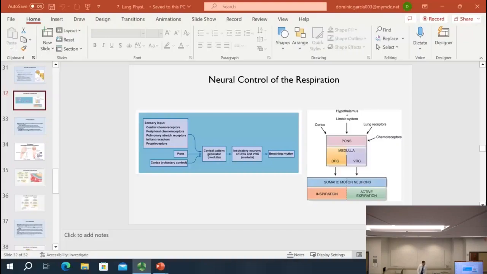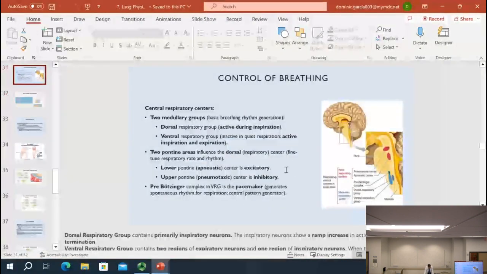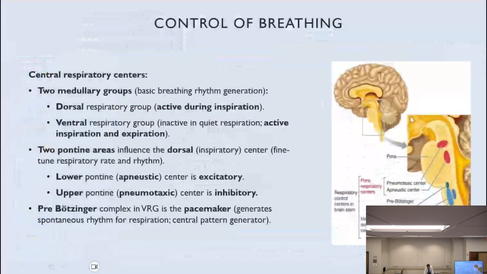We're talking about respiration, lungs, how we get the air inside the lungs, how we get it out, the respiratory cycle, inspiration, expiration. And we finished at this point when we were talking about the control of breathing, the different centers and structures that participate in regulating the respiratory rate or how deep we breathe.